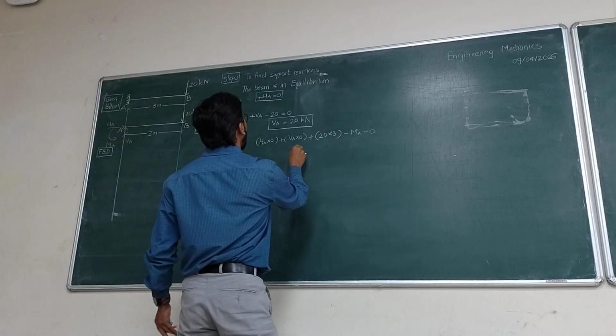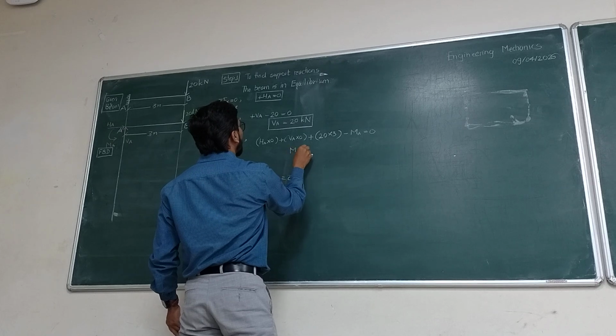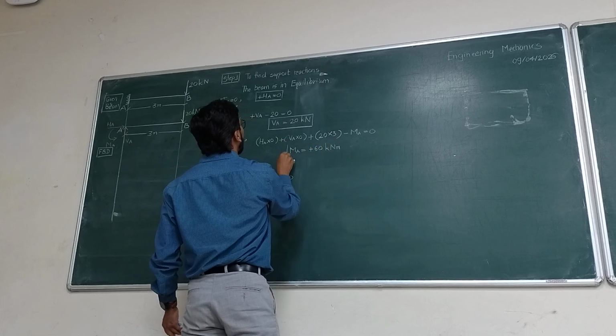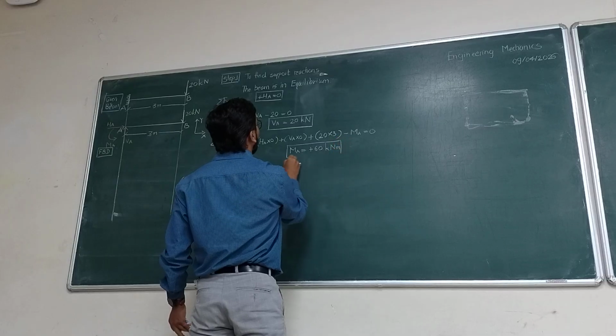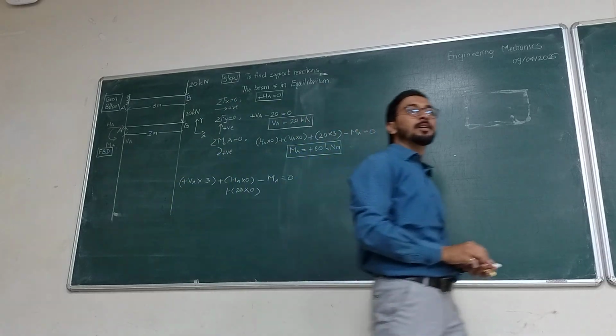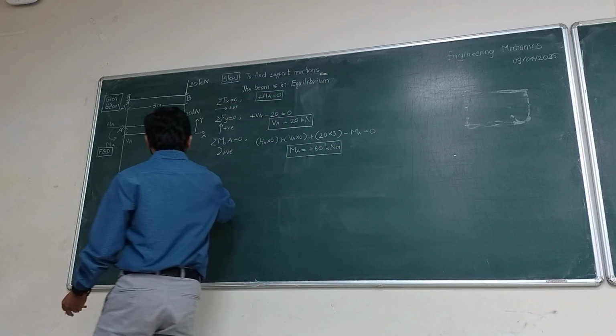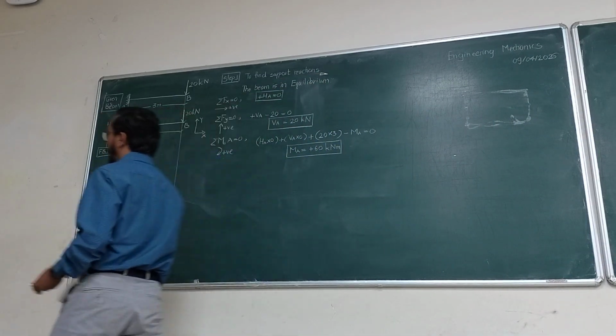Okay. So what is the value of MA? Plus 60 kilonewton meter. What is the unit of moment? Newton meter, kilonewton meter. Yes or no? Yes. So what is the last thing remaining?